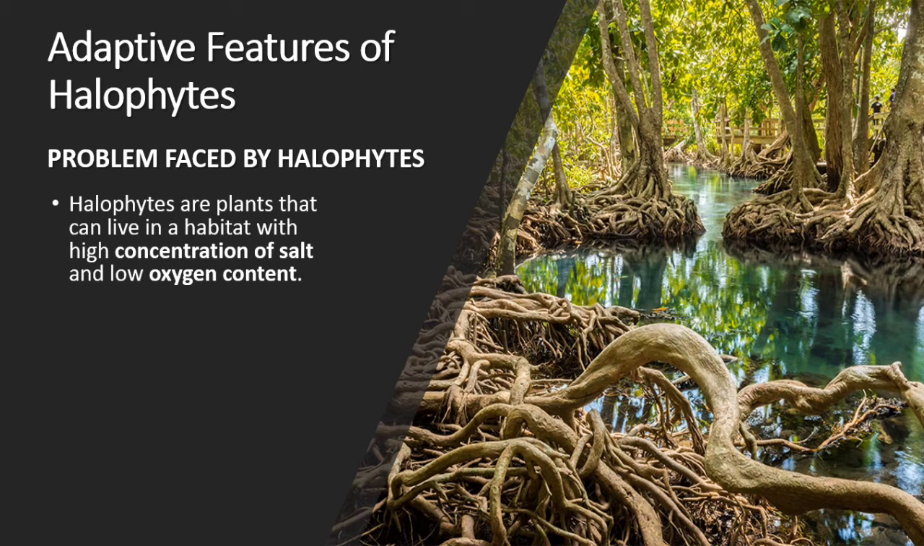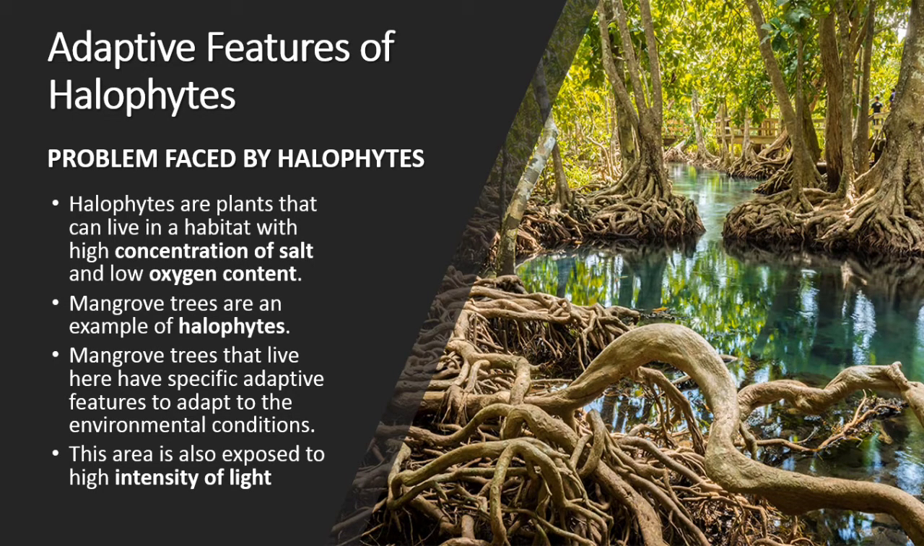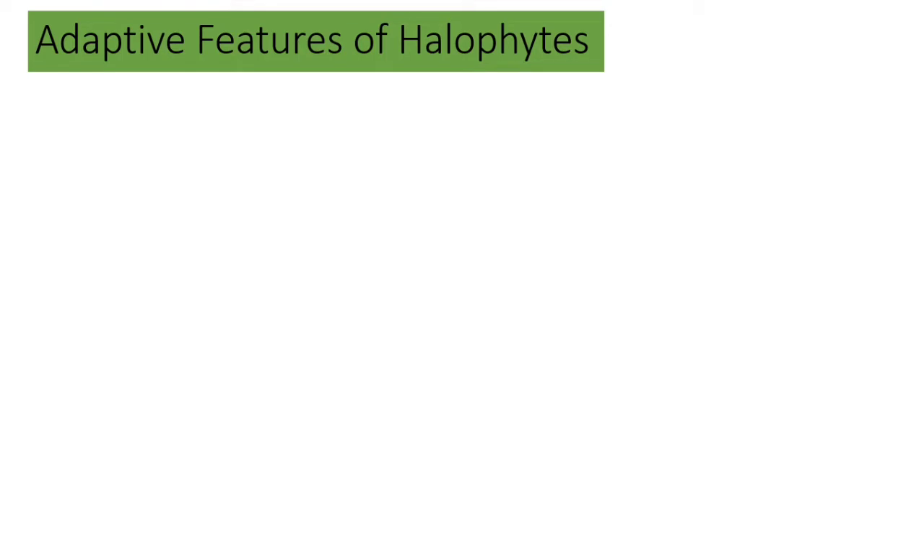So, the problem faced by the halophytes. Halophytes are plants that can live in a habitat with high concentration of salt but low oxygen content. Mangrove trees are an example of halophytes. So we can see in the picture the mangrove tree with its root system. Mangrove trees that live here have specific adaptive features to adapt to the environmental condition. This area is also exposed to high intensity of light. So, what are their characteristics? Okay, let's discuss the adaptive features of halophytes.